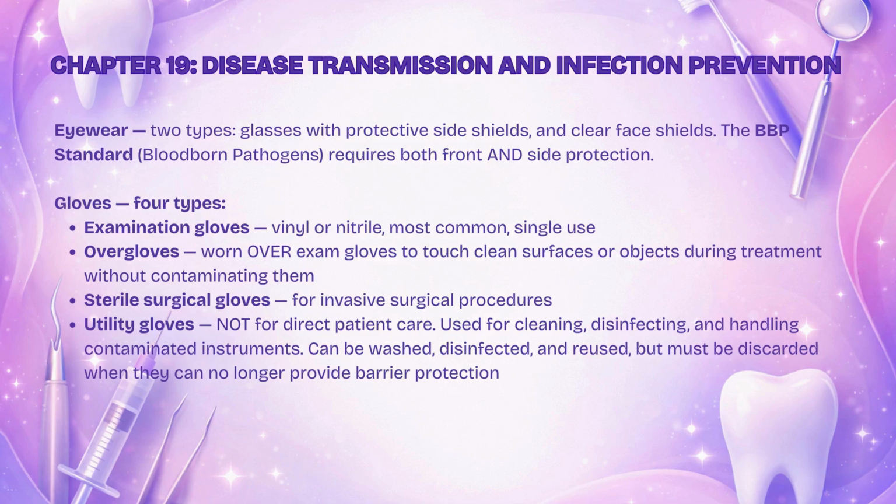All right, raise your hand if you knew there were 4 types of gloves. The 4 types of gloves are your examination gloves, which are vinyl or nitrile. This is the most common and single-use glove that we use every day. You have your overgloves, which are worn over exam gloves to touch clean surfaces or objects during treatment without contaminating them. Your sterile surgical gloves for invasive surgical procedures, and your utility gloves, which are not used for direct patient care, but instead for cleaning, disinfecting, and handling contaminated instruments. They can be washed, disinfected, or reused, but must be discarded when they can no longer provide barrier protection.